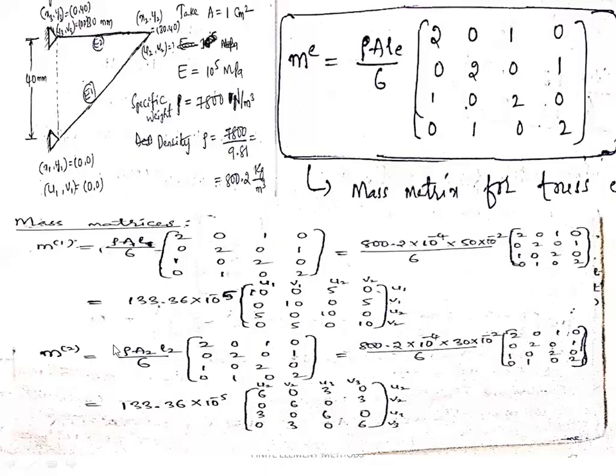Similarly, we need to calculate the second element mass matrix. The second element mass matrix is defined as rho 2 A2 L2 by 6. Here rho 2 and rho 1 are the same, equal to 800.2, area 1 and area 2 are also equal to 1 centimeter square, and L2 is 30 into 10 power minus 2, the length of the second element. Everything is known, so just substitute into the formula and you get the second element mass matrix as 133.36 into 10 power minus 5 into this 4 by 4 matrix.